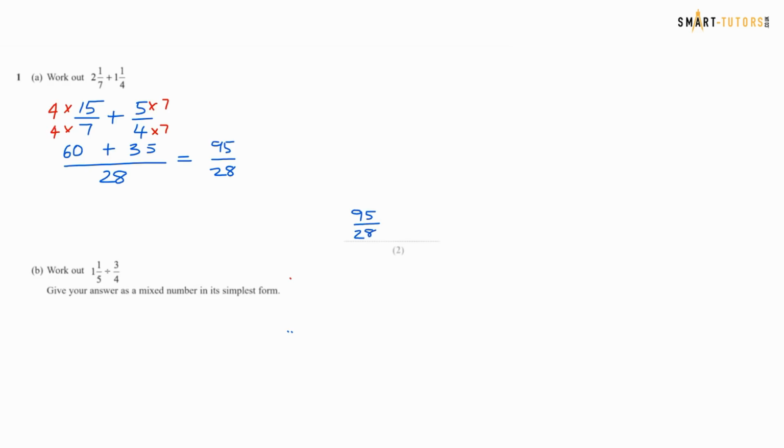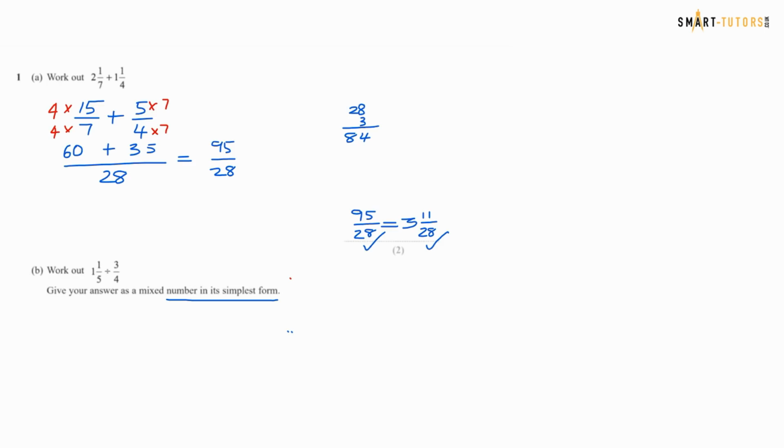I will leave the answer as 95 over 28. Why? You can see the second part. They say give your answer as a mixed number in its simplest form. So in the second part, they specifically ask for a mixed number. That means in the first part, you can leave it as it is, or you can change it to a mixed fraction. 28 goes into 95 3 times, because 28 times 3 is 84. So 95 take away 84 is 11. So 3 and 11 over 28 is also correct, or you can leave it as an improper fraction. This one is also correct.